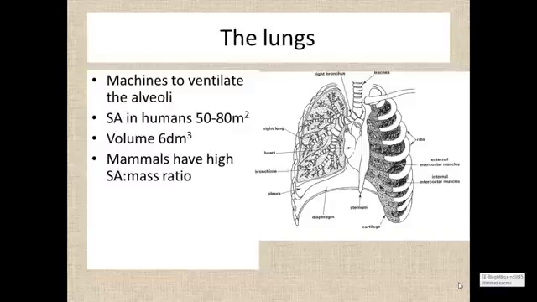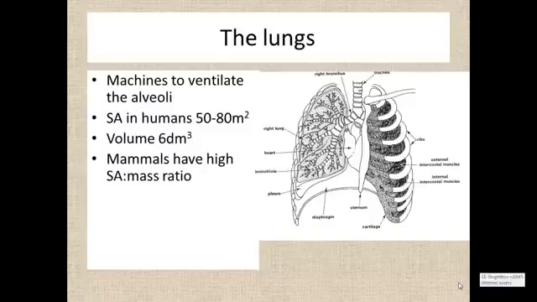The lungs themselves in humans have got a massive surface area of 50 to 80 meters squared. We normally talk in terms of tennis courts when we're talking about the surface area of the lungs, so they cover a tennis court. And with a volume of only 6 dm cubed, that's 6 liters, you can see that our surface area to volume ratio is very, very high.